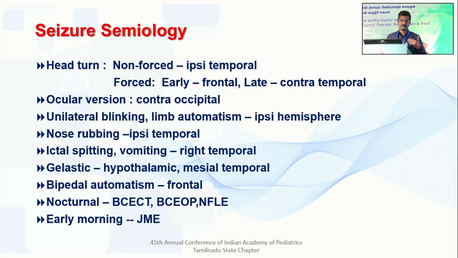But if the child gets up at sleep, behaves with very bizarre bipedal automatism, and then goes back to sleep, you have to rule out nocturnal frontal lobe epilepsy. On the other hand, if the seizures routinely occur in the early morning, for example, before awakening at 5 to 6 o'clock, or once the child gets awake, a bit of myoclonic jerks, dropping things from the hands, this is classical of JME.